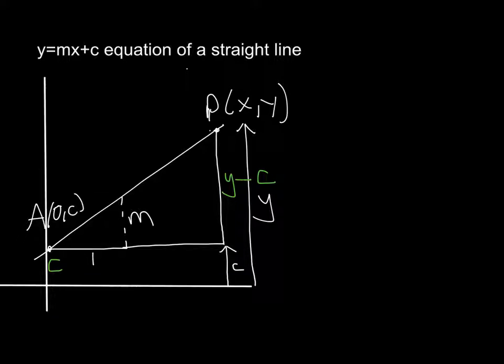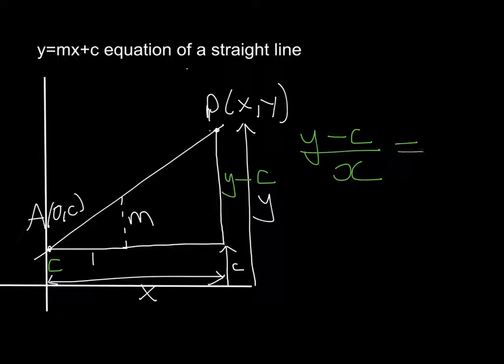Similarly, I know that point P is x units away from the y-axis. So the gradient of my large triangle is simply y take away c over x. And I know this must equal m because the gradient of the line is m.